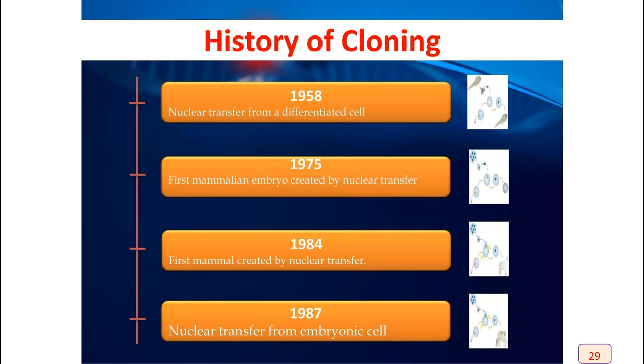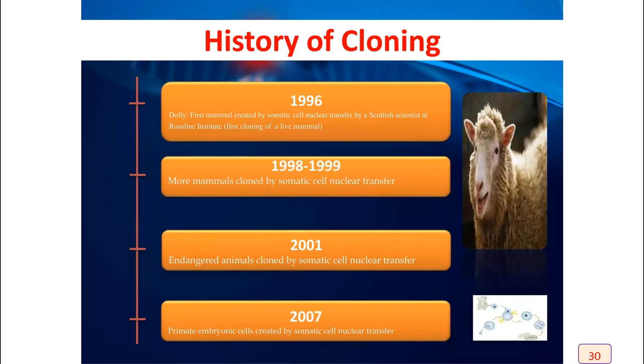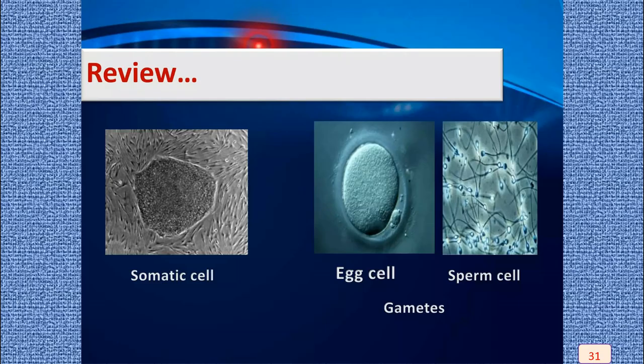Then in 1984, the first mammal was created by nuclear transfer. In 1987, nuclear transfer from an embryonic cell was also generated. So these are all the chronology of the events, how it went well.